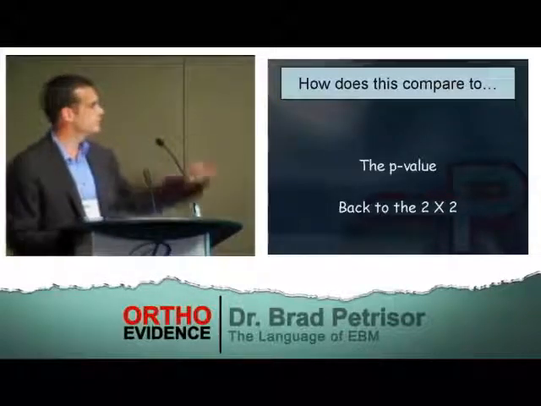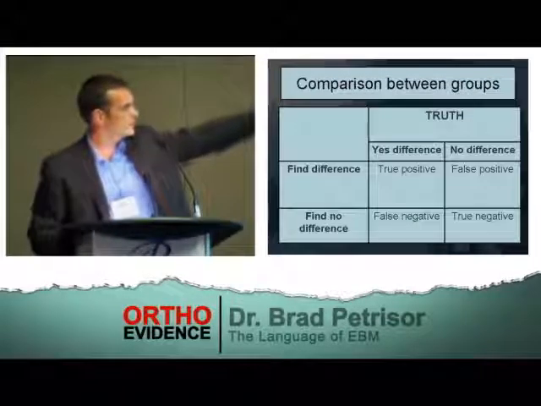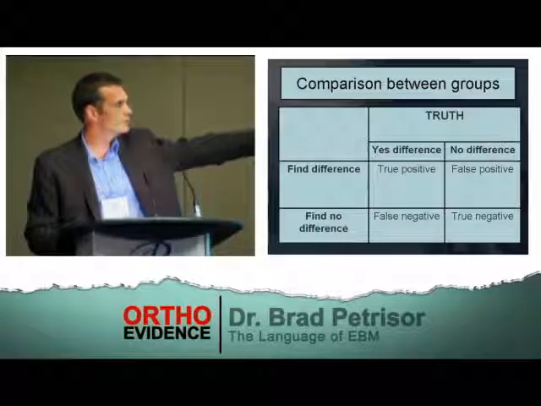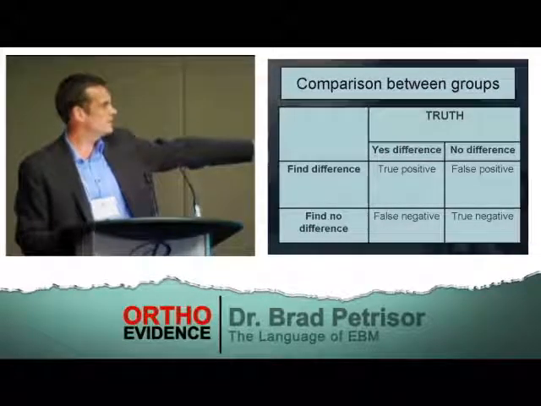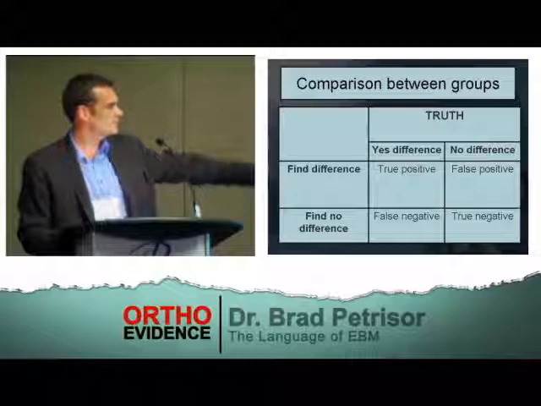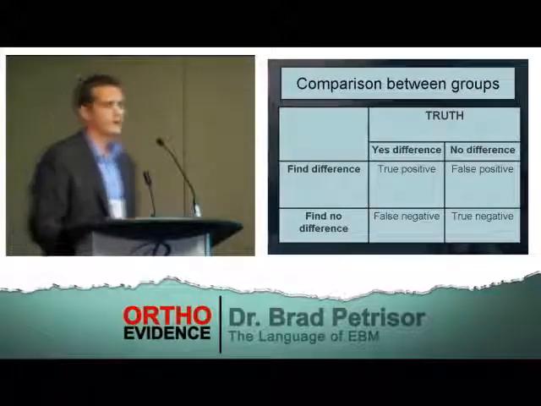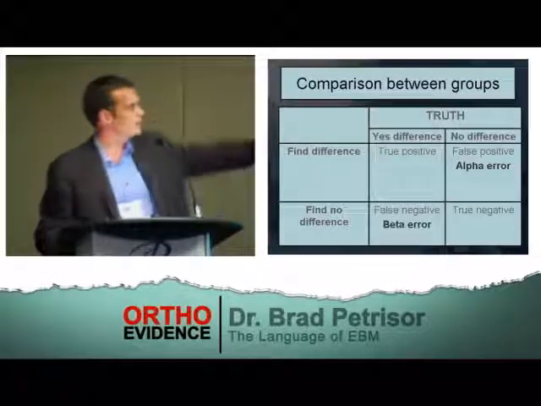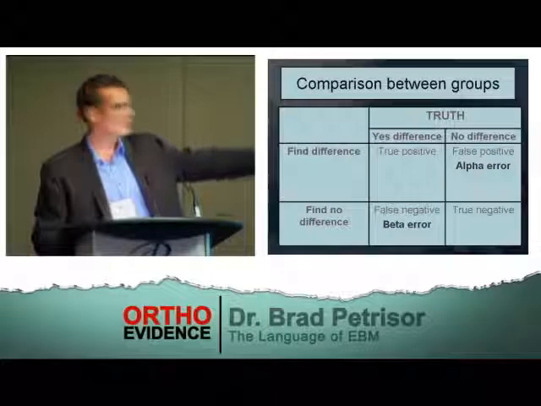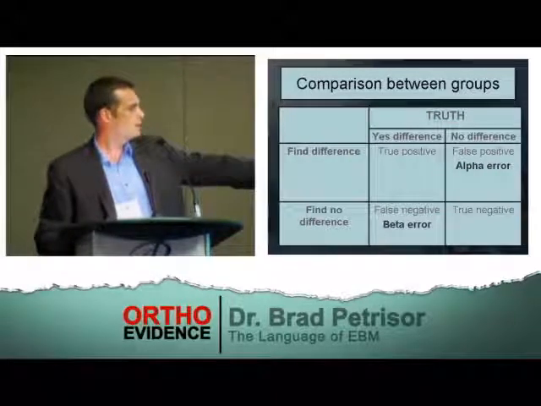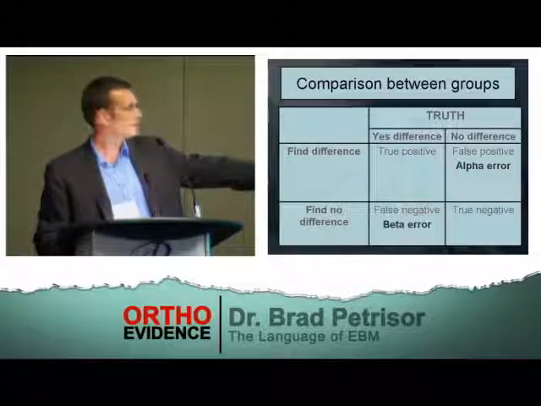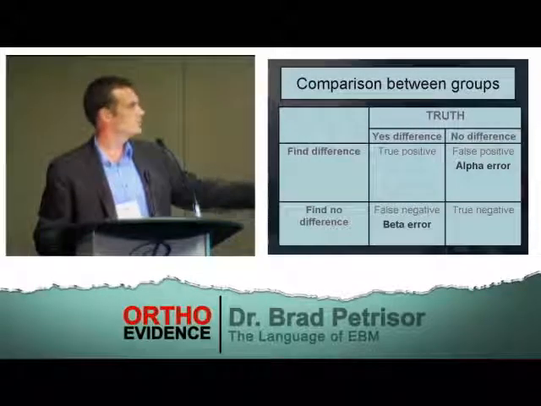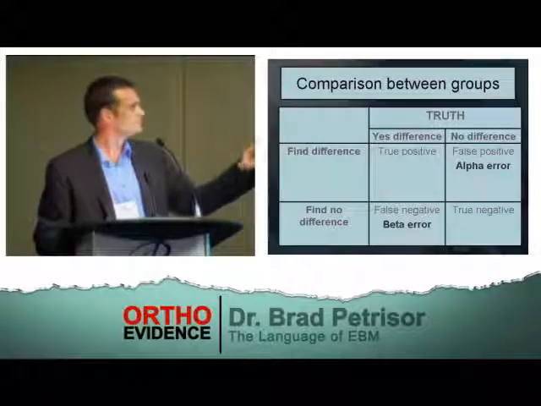So the p-value, if we set up our 2x2 table with the truth at the top, yes, there's a difference between groups, and our experimental study finds a difference or does not find a difference on the left-hand side. So alpha is the probability of a false positive, the p-value, and beta error, and beta is the probability of a false negative. So finding no difference when in fact there is a difference.